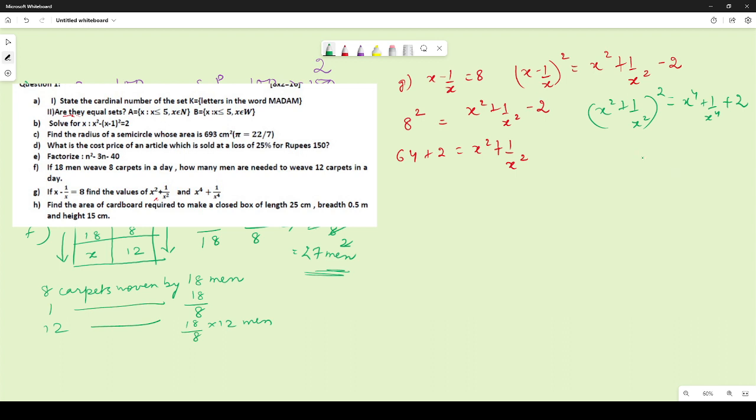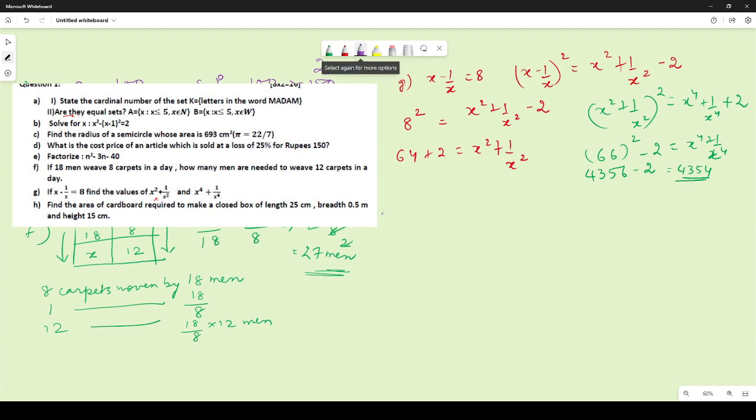So now when you add up, what do you get over here? 66 को स्क्वायर करेंगे, minus 2 will give you x to the power 4 plus 1 by x to the power 4. So 66 को जब हम स्क्वायर करेंगे तो हमें मिलेगा 4356 minus 2. So the answer will be 4354. That will be your answer over here.